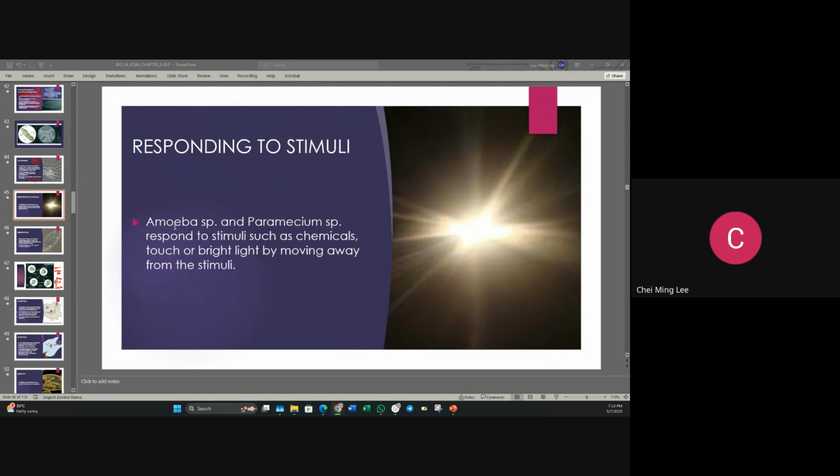Now, responding to stimuli, the second characteristic. This means that amoeba and paramecium will respond to stimuli. A stimulus is something that creates excitement, like chemicals, touch, or bright light, and they respond by moving away from the stimuli. Because most stimuli bring danger to the unicellular organism, they will normally move away. Okay, write this down as well.